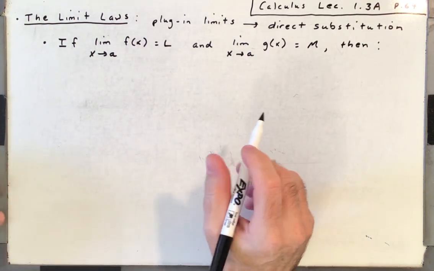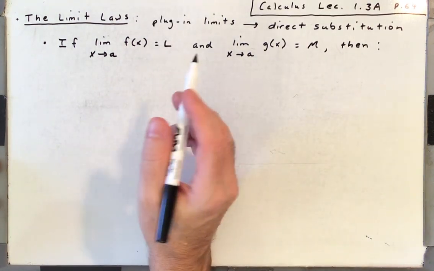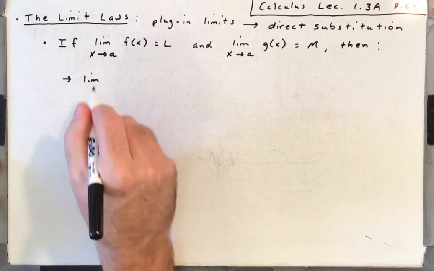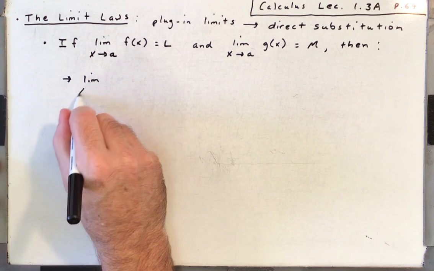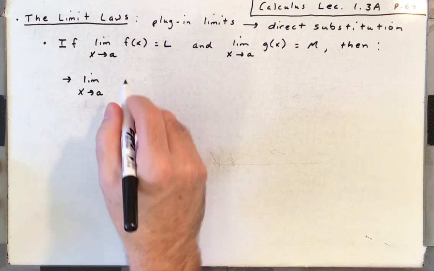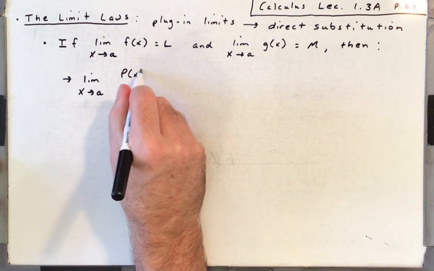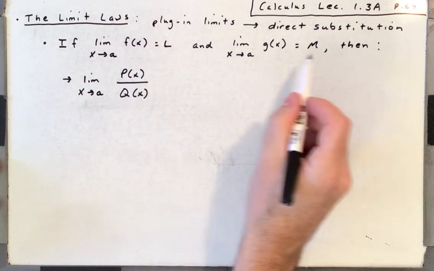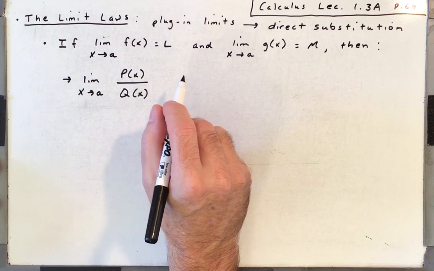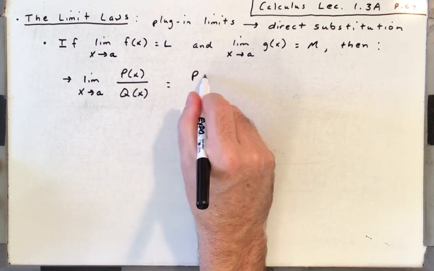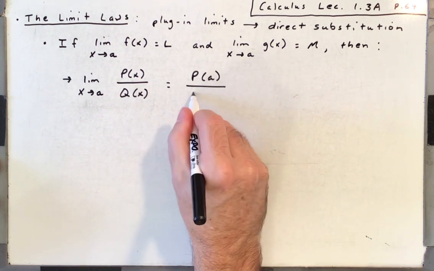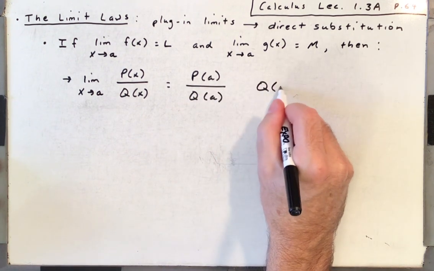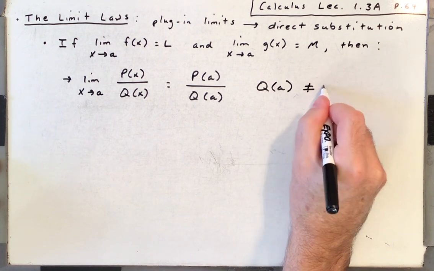Okay, let's say we have a fraction, a rational expression. The limit as x approaches a of p of x over q of x. So this doesn't really relate to this initial condition here. It's just going to be p of a over q of a, as long as q of a does not equal 0.